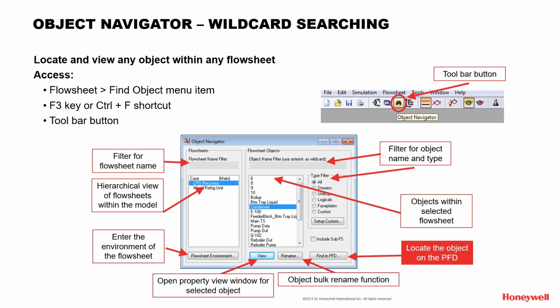But importantly, we have a way here to search for things by name. So if we know the name of the object we like, we can search anywhere within the model and locate that, and then quickly open up the PFD where that object is sitting and view the property view for that object as well.